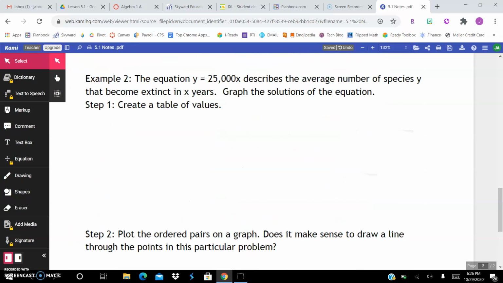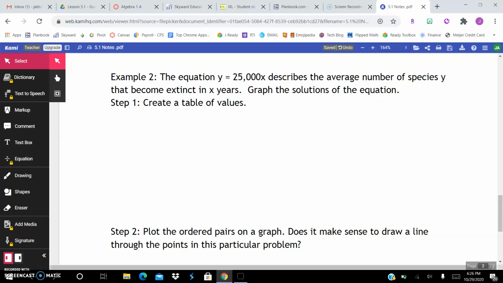Example 2, the equation y equals 25,000x describes the average number of species y that become extinct in x years. Graph the solutions of this equation. So step 1, we need to create a table of values. Since this is a story problem, it has a meaning behind the variables. We need to decide, will it make sense to plug in negative numbers? We're going to plug in numbers for x, and it says that become extinct in x years. So negative numbers would not make sense for years.